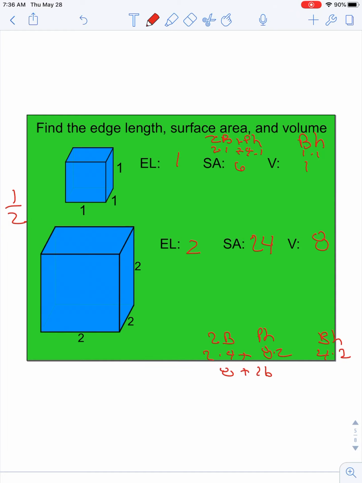So if we look at the ratio of the side lengths of these similar solids, it's 1 to 2. If we look at the surface area, it's 6 to 24, but that reduces to 1 to 4. And if we look at the volume, it's 1 to 8. And so this falls right in line with what we did with similar polygons and the area.